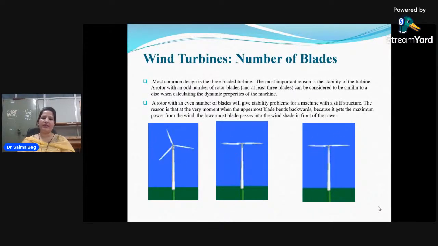These diagrams show wind turbines having different numbers of blades. The most common design is a three-bladed turbine. The most important reason, again, is the stability of the turbine. A rotor with an even number of blades will give stability problems.